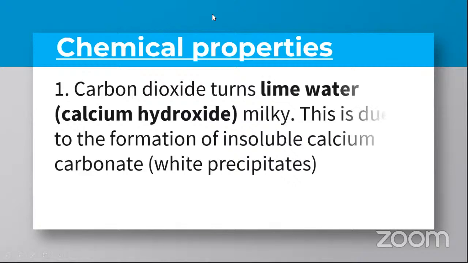One, this is the reaction with lime water, or what we can call calcium hydroxide. So in case you happen to see lime water, it is the same as calcium hydroxide. And that is why I put it in bold, so that you can all see it. Once again, lime water is the same as calcium hydroxide. So we are saying that carbon dioxide turns lime water or calcium hydroxide milky.